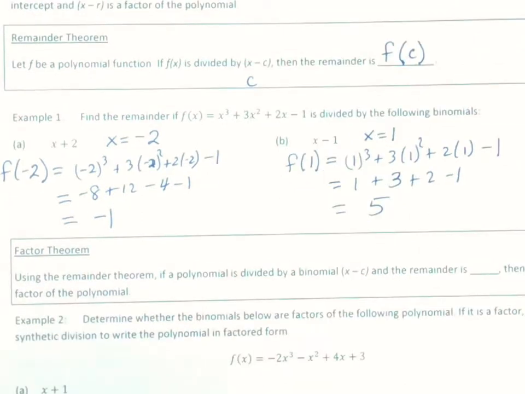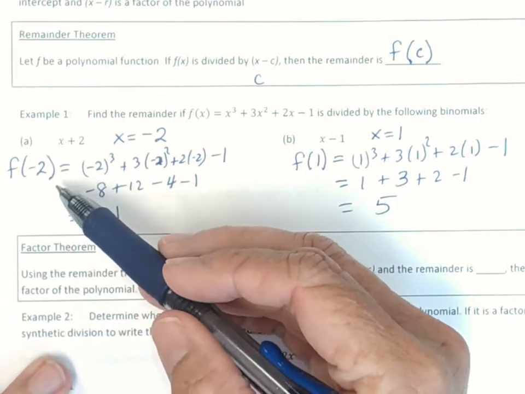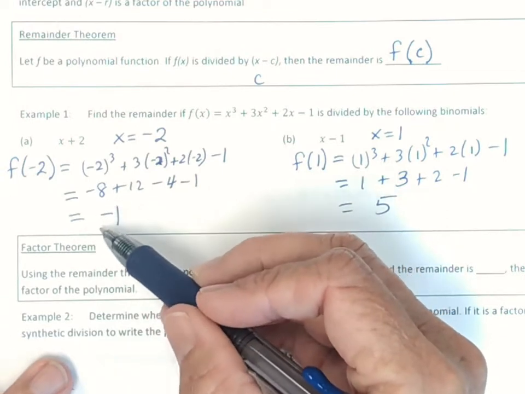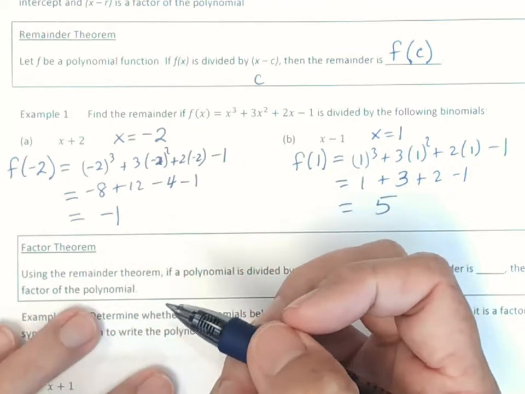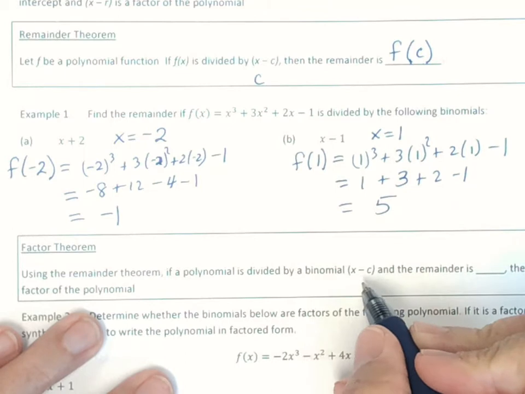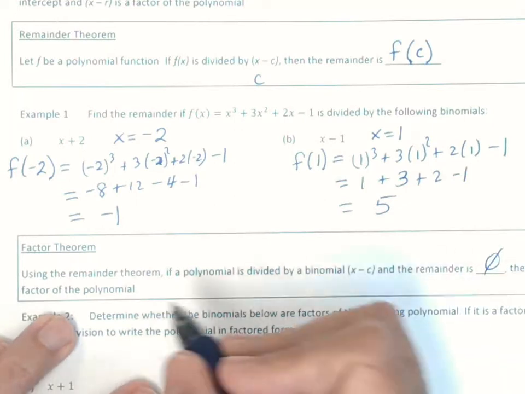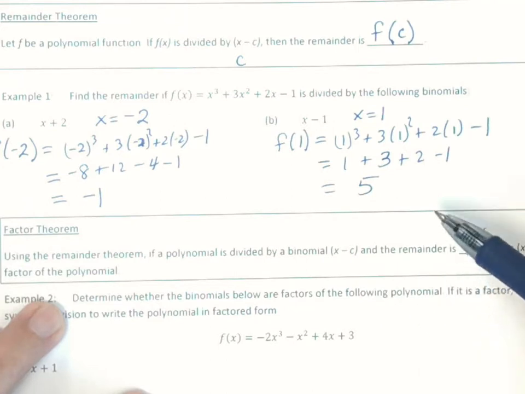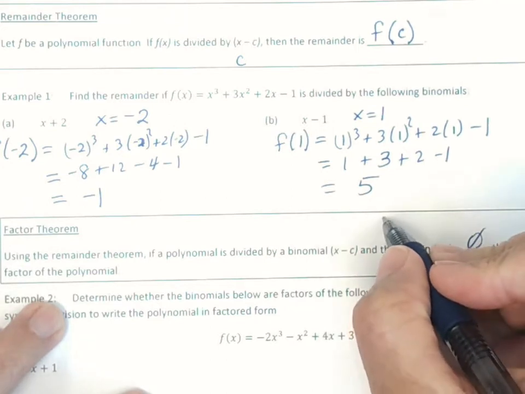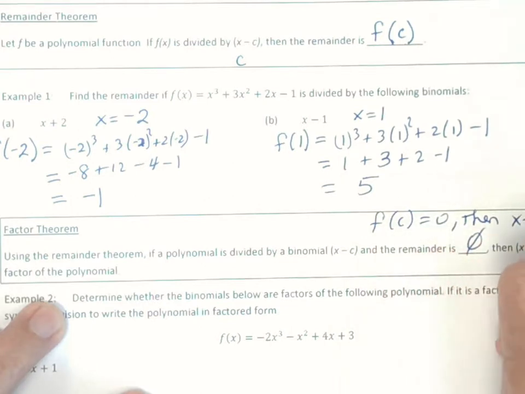Okay, so hopefully now you recognize that maybe there's something to this. If I plug in my different x values, I get out the remainder, but that's also your y value. Don't forget that. So my factor theorem says that if a polynomial is divided by some binomial and the remainder is 0, then x minus c is a factor of that polynomial, which makes sense. So we're basically saying if f of c equals 0, then x minus c is a factor.